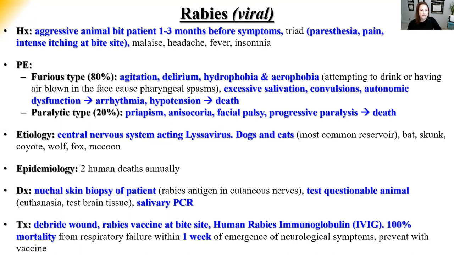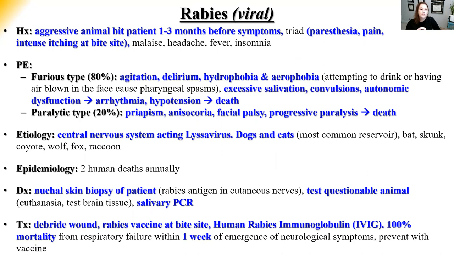In the paralytic type, this is going to be more neurologic manifestations. So priapism, which is a pathological erection, anisocoria, where you have different pupil sizes, facial palsy, progressive paralysis makes it to the diaphragm, and then that causes death.